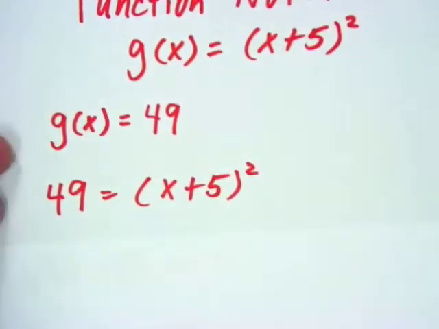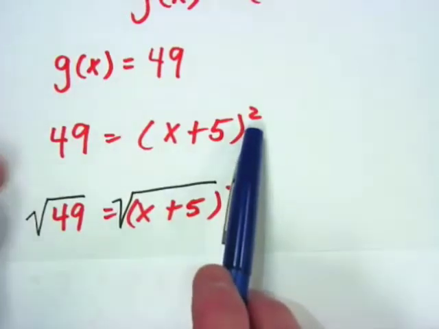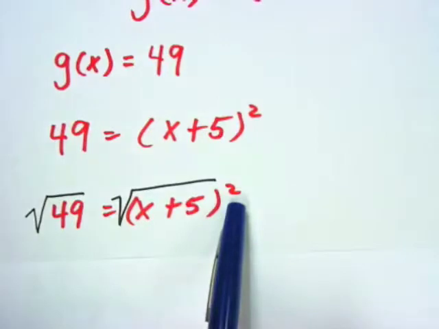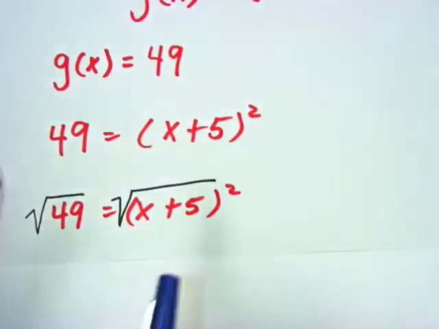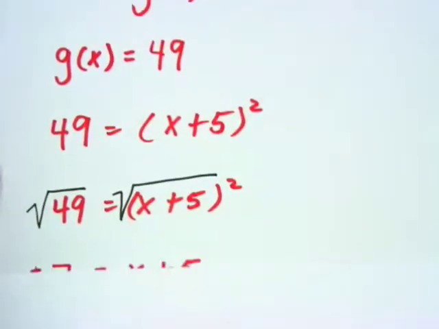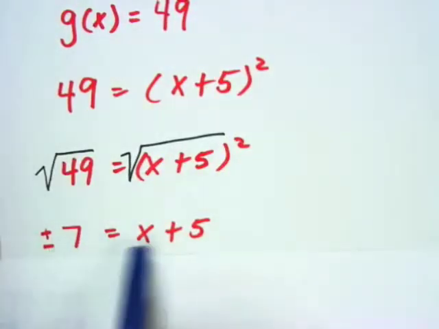Now in this case, because I have an exponent of 2, I want to take the square root of both sides to get rid of this squared. Now, the issue that you need to understand is that when you have x squared situations, what does that equal to? Well, what's going to end up happening is you're going to have plus and minus 7 equals x plus 5.